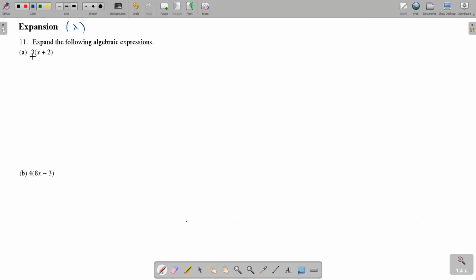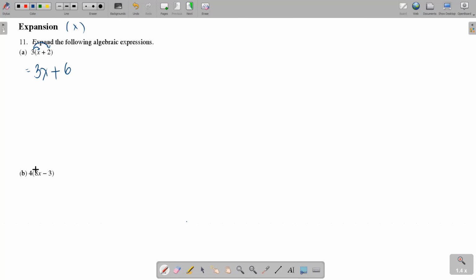Okay, we look at the first one, 3 times x plus 2. How are we going to do expansion? Here is 3, so 3 multiply x, we get 3x. Look at the sign here is positive, here also positive. So positive times positive, we still get a positive. Then we repeat for the numbers: 3 times 2, we get 6. That is how we do the expansions.